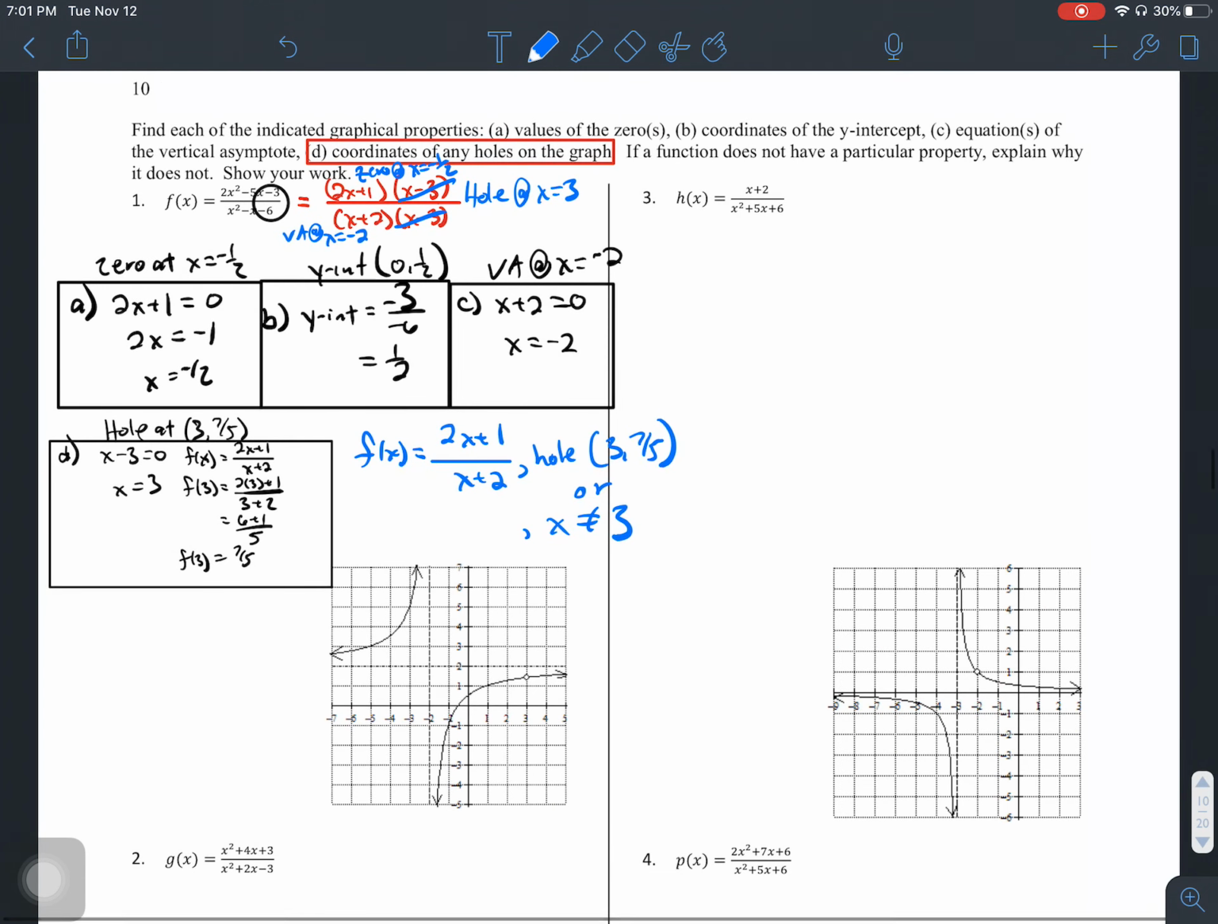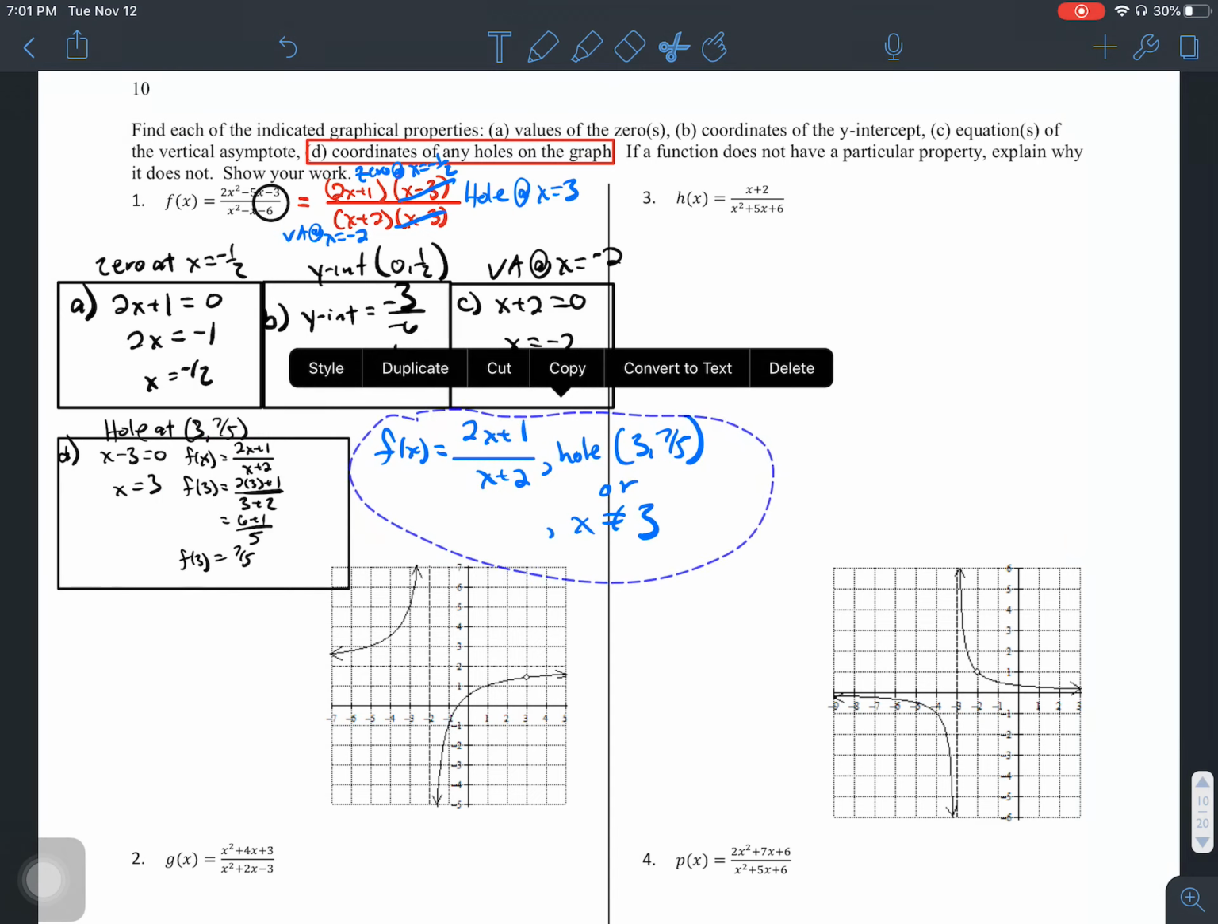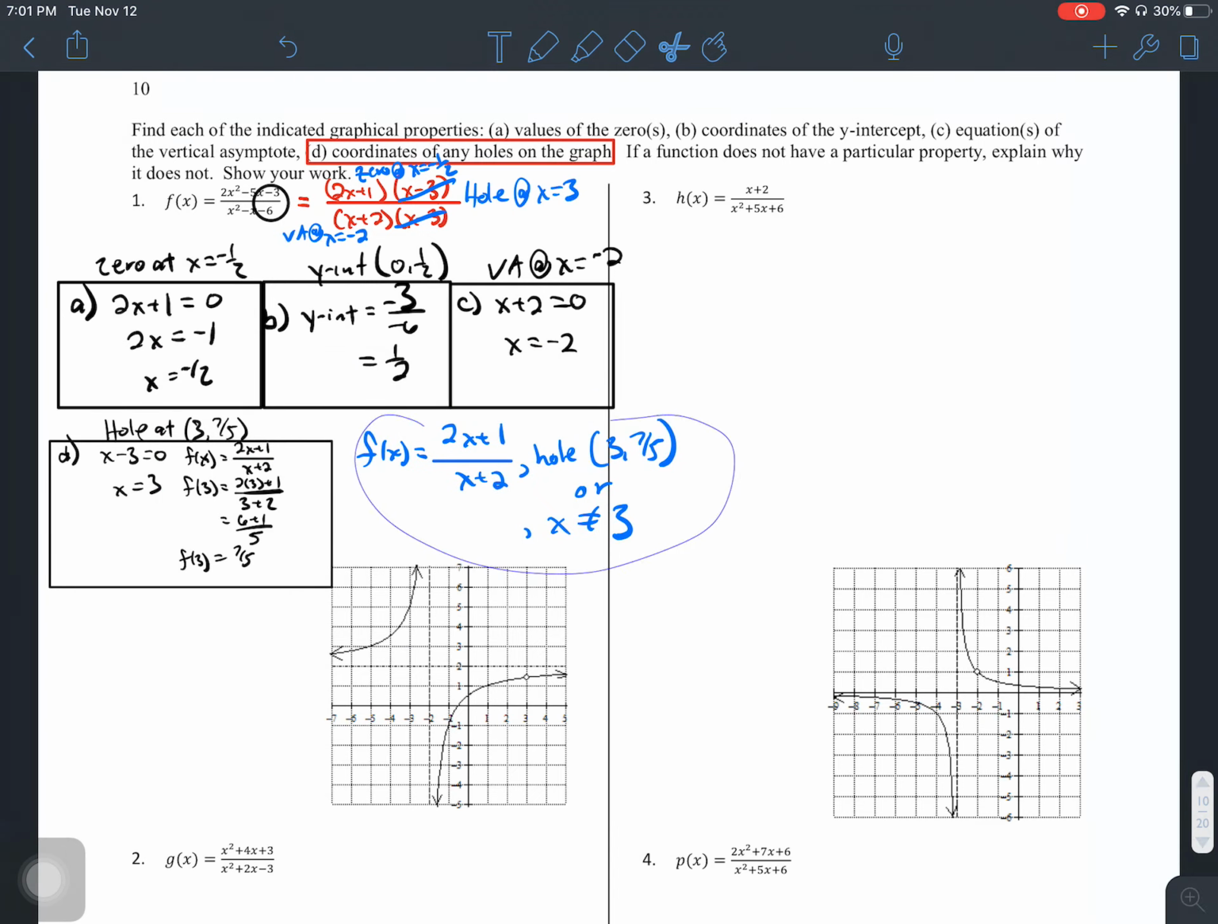Let's see, if a function does not have a particular property, explain why it doesn't, show your work. All right, we're finished with that problem. We're going to do the next one without showing all that work. We're going to explain instead. Explaining, oh geez, I'm making a mockery of this. Explaining might be better.